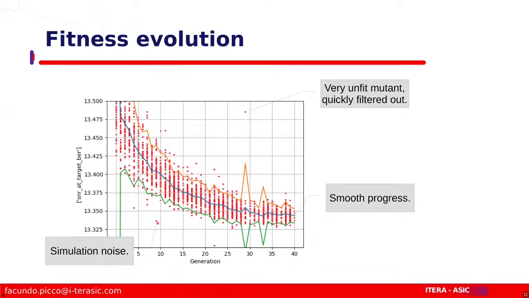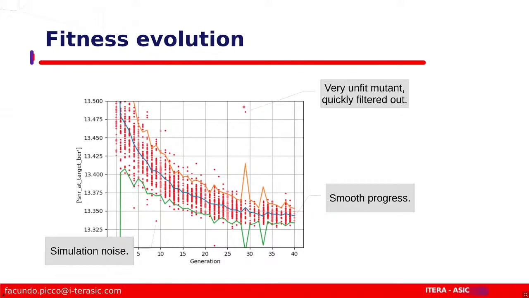How do we know that it's simulation noise and it was not a mutant? Well, because this one is by far the best of the other individuals in its generation, this one for sure had a lot of descendants. But we can see that in the following generations, there is no other individual that is even close in performance to this one. So this must have been simulation noise.